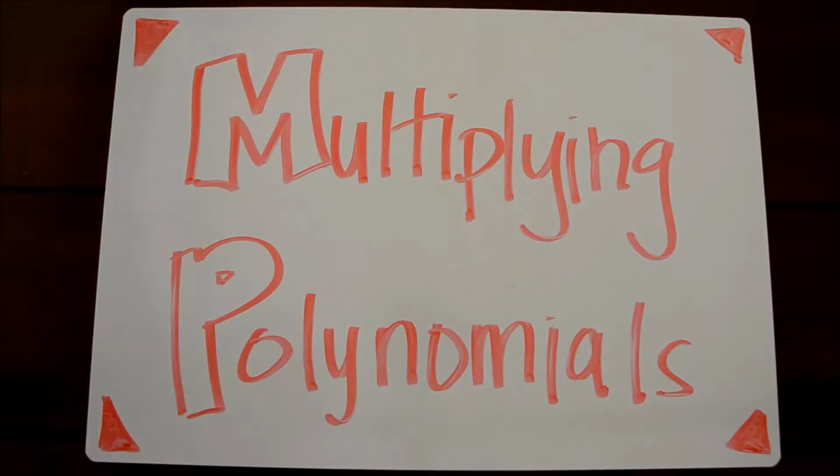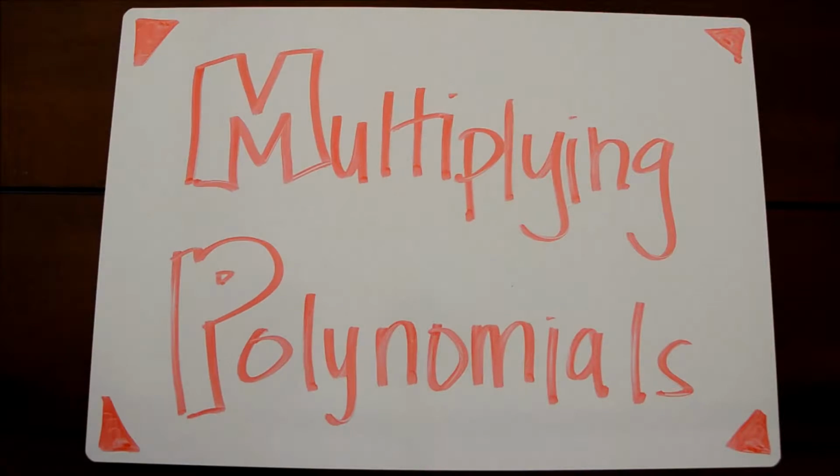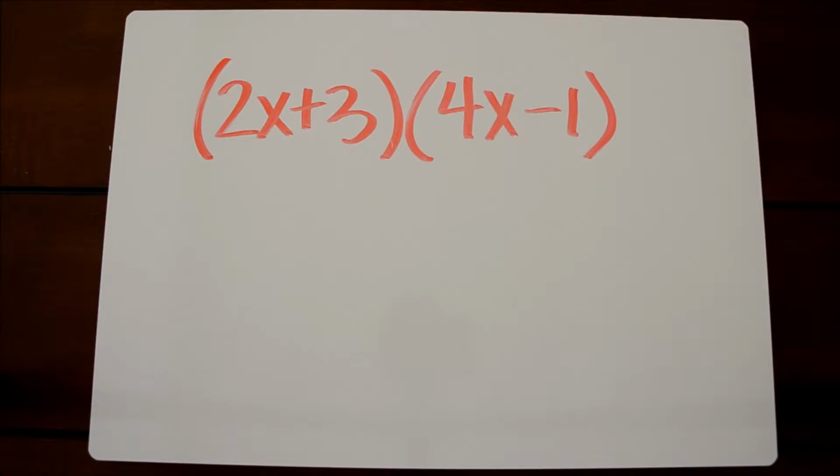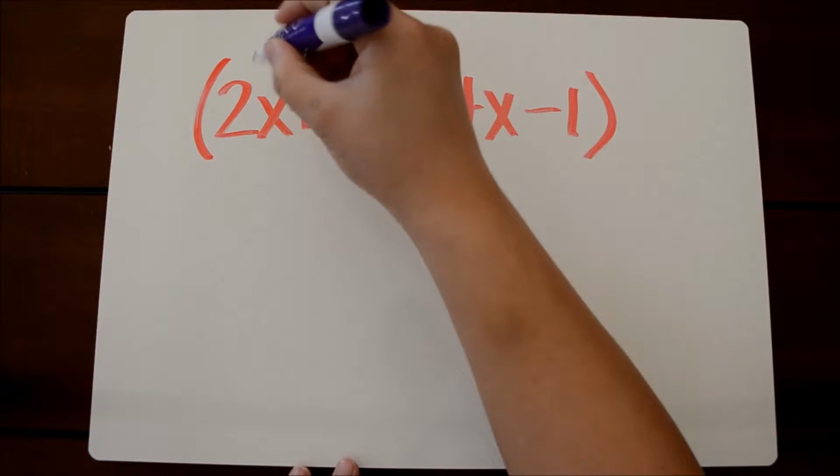Today our lesson is on multiplying polynomials. When we're multiplying polynomials, what we're doing is practicing the distribution property. Here we have two binomials being multiplied. What we're going to do is distribute 2x to each term and then 3 to each term.